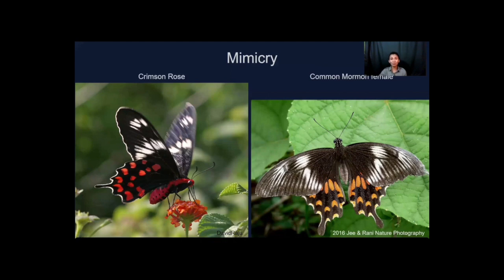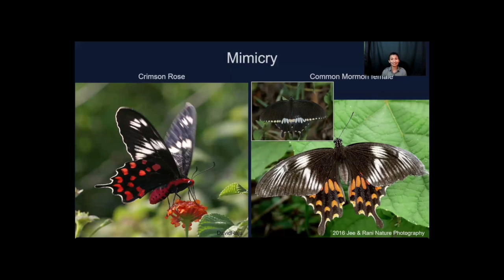The male of the common Mormon looks like this. How different it is, right? No bright colors, as you can see.